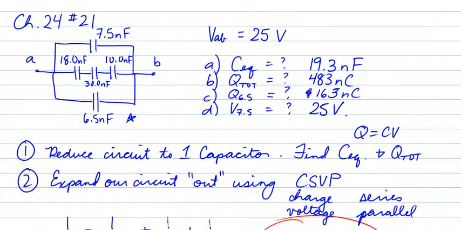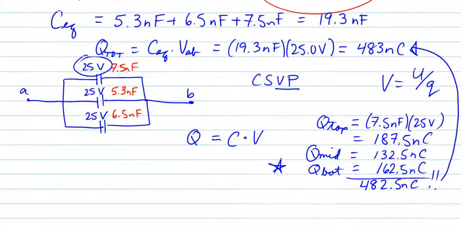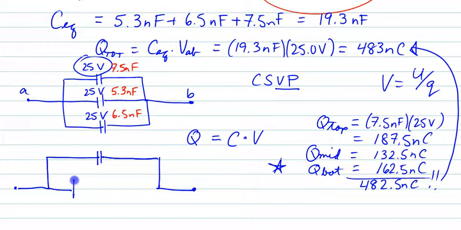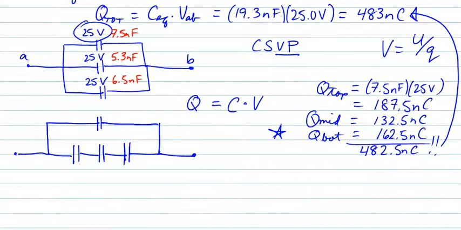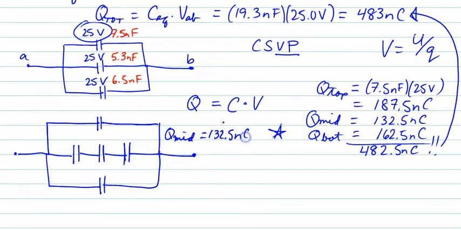Okay, now one more thing. We're not asked for it in the problem, but what if we wanted to completely solve the circuit? That is, to find out the charges and voltages for everything. So that means we need to expand the middle back into our three capacitors. We're not going to worry about the top and bottom branches, but now what we have is that the charge going through the middle branch is 132.5 nanocoulombs, and we know from CSVP that this charge is going to apply to this capacitor, and to this capacitor.